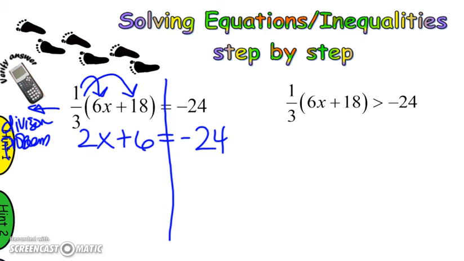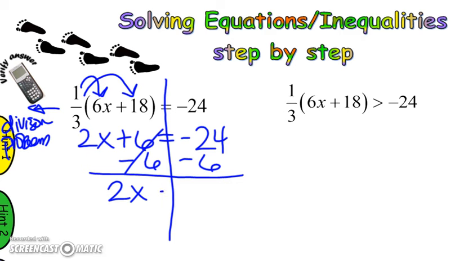Now it looks exactly like we know how to solve, so I'm going to take the inverse operation. Negative 6 on both sides. Those cancel, you're left with 2x equals negative 30. So x is going to equal negative 15.